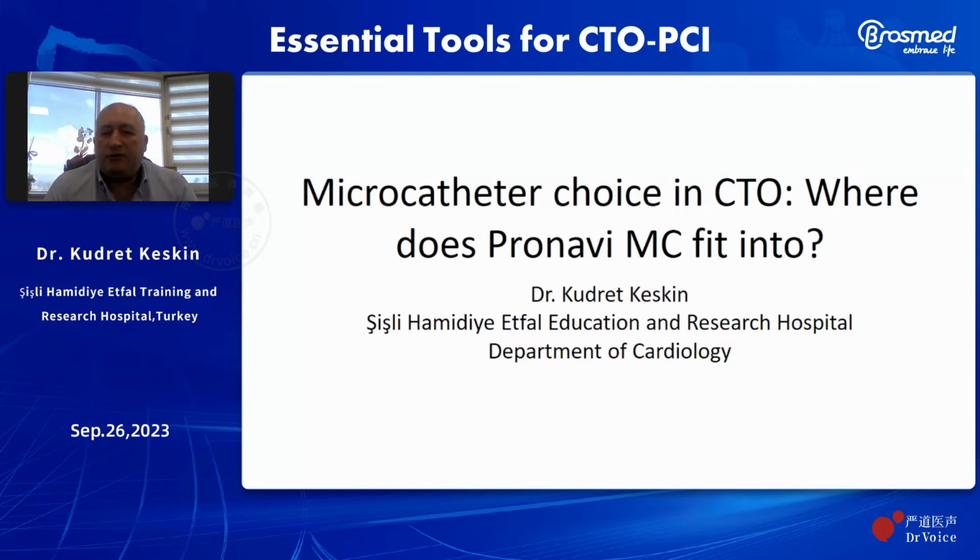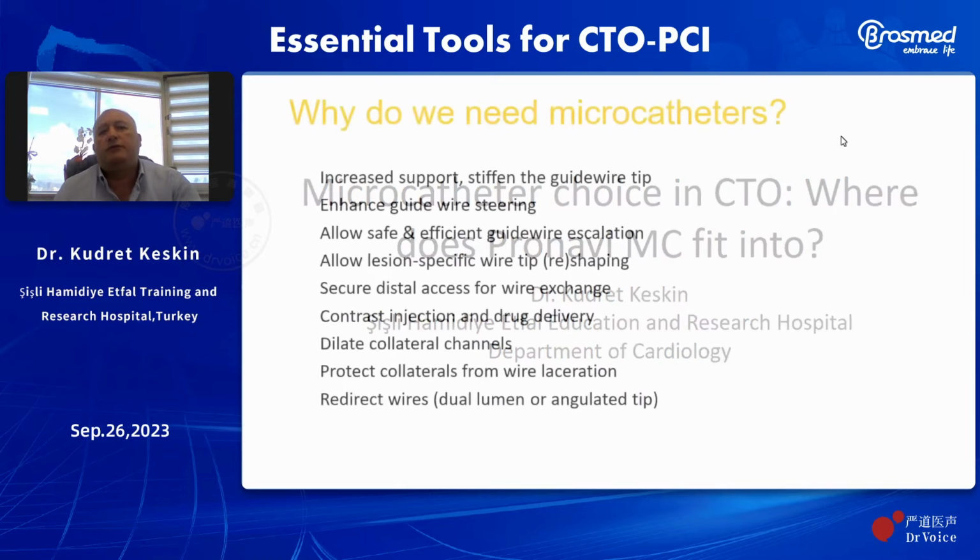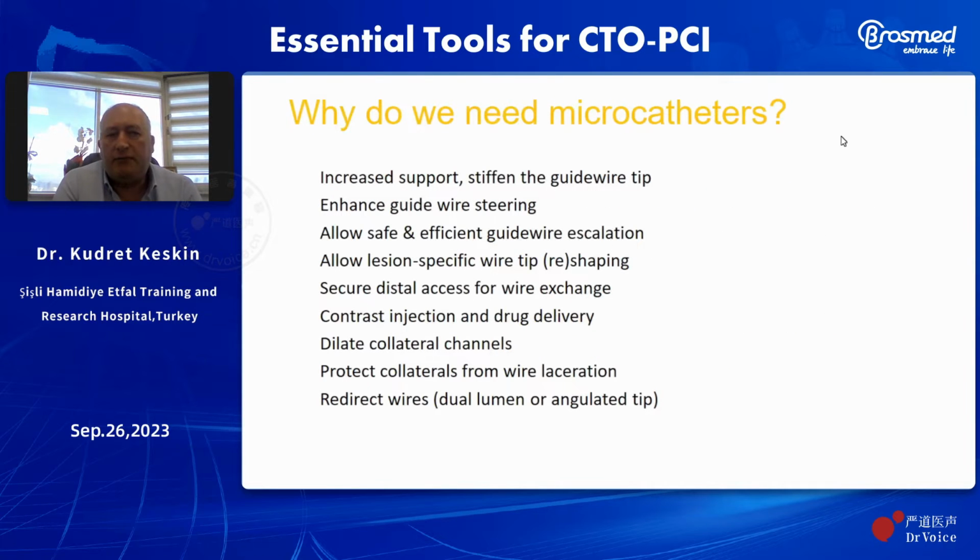All right. First of all, I'm really glad to be here with you. And today I'm going to talk about the microcatheter choice in CTO cases and where actually the Pronavi microcatheter fits in. First of all, why do we use microcatheters? Well, there are several reasons. First and foremost, the most important thing is to increase support and stiffen the guide wire tip. And in CTO cases, we need a lot of support. So a microcatheter is a must in CTO procedures.